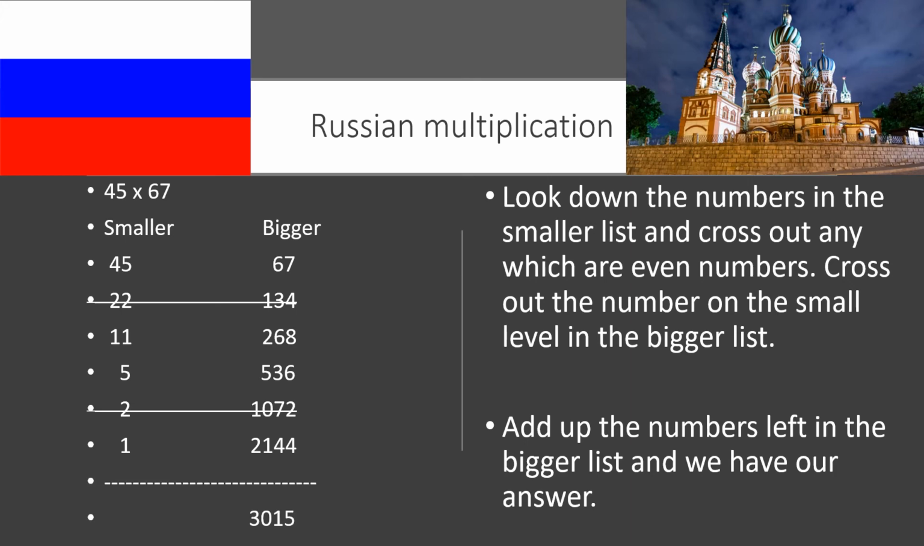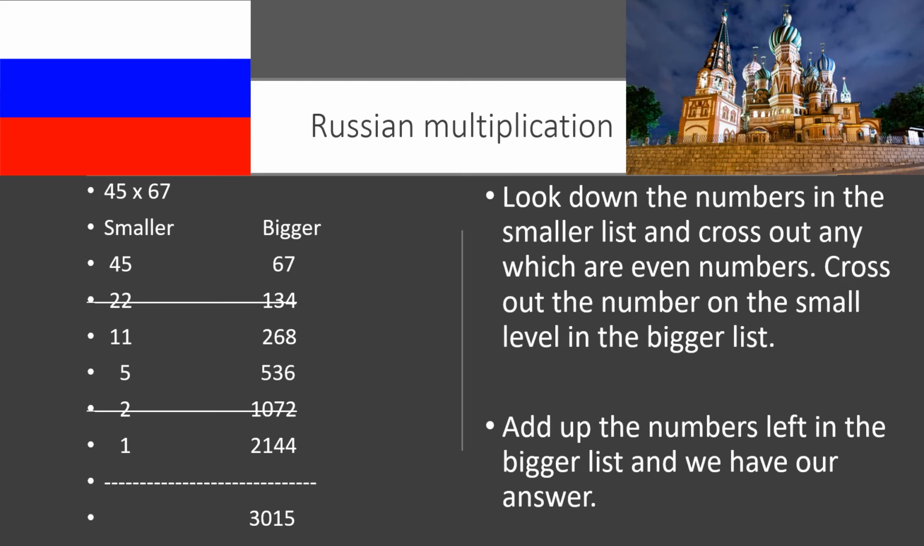Okay, if we add all of those up, we get down to 3015. And that's our answer. That's the answer of 45 times by 67. So we didn't have to do really any complicated multiplication. We were just doubling, we were just halving, and then we're adding up numbers again. And we got the answer of 3015.